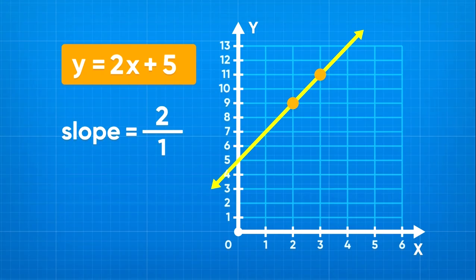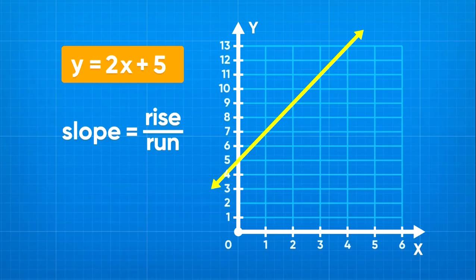But what if we try points further apart, like 1, 7 and 4, 13? To go from one to the other, I rise 6 and run 3. So the slope is 6 over 3, which simplifies to 2. It's the same answer. It is. The slope is the same between any 2 points on a line.